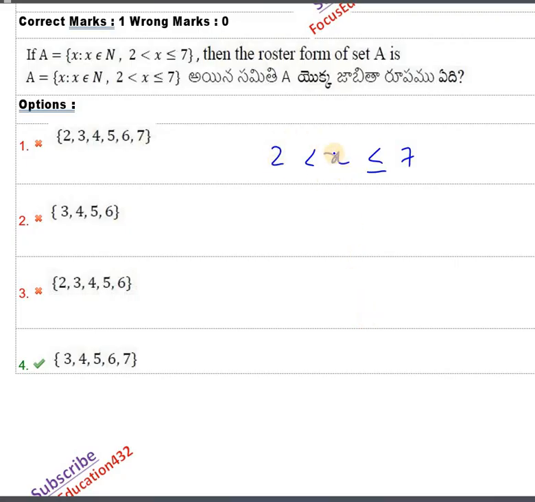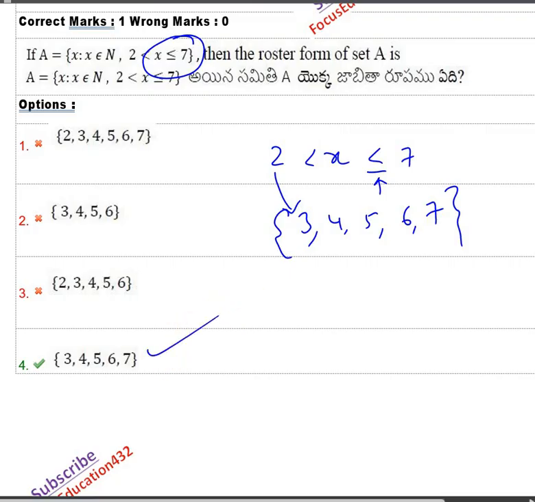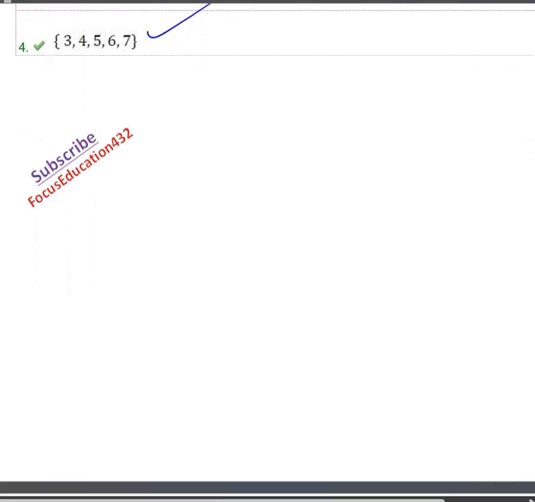2 is less than x means the values of x are between 3 and 7, starting from 3: 3, 4, 5, 6, 7. We have to include 7, because here we have less than or equal to, the equal to sign is given. This is the roster form of the set builder form. The given form is set builder, and we are writing the roster form. Maybe you will get it the opposite way, so you have to be prepared for both.